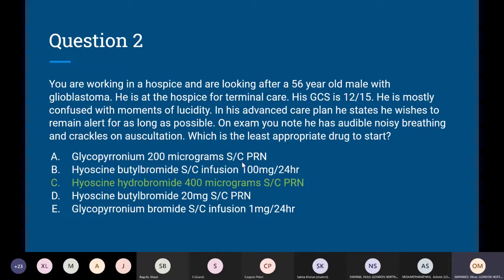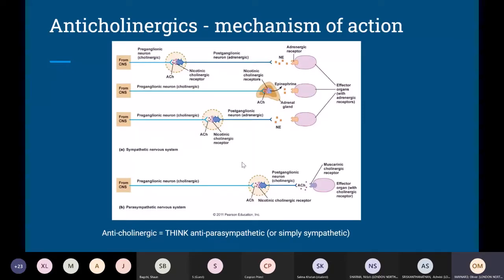So I put down there hyoscine hydrobromide, 400 micrograms subcut, and I'll go on to explain why. The mainstay of treating breathlessness and respiratory secretions, which is what this patient is suffering from, is anticholinergic medication. So I'll quickly remind us of the mechanism of action of anticholinergics.